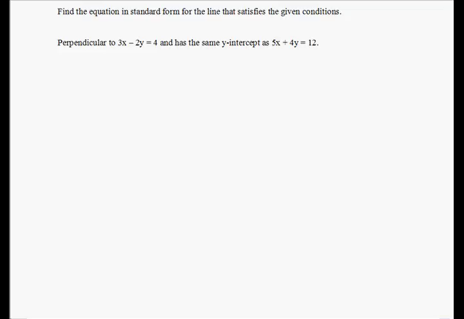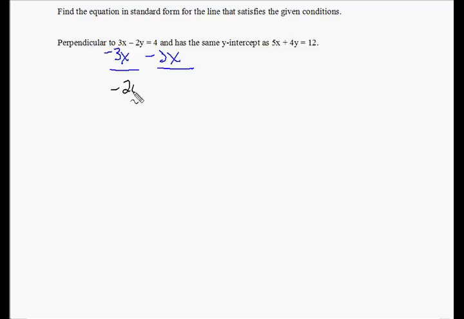Find the equation in standard form for the line that satisfies the given conditions. Perpendicular to the line 3x minus 2y equals 4 and has the same y-intercept as 5x plus 4y equals 12. To find the perpendicular slope, we'll need to isolate y, adding a negative 3x to both sides of the equation.